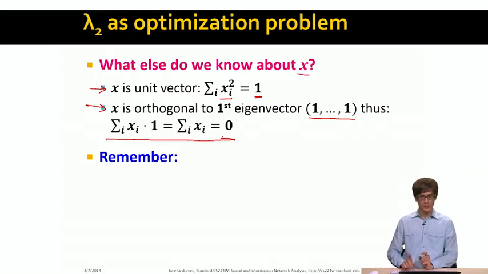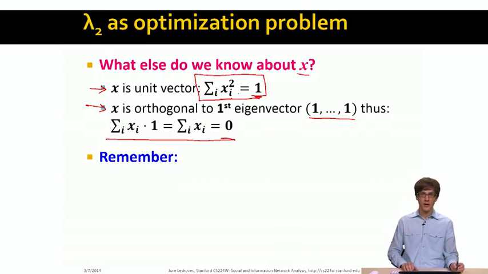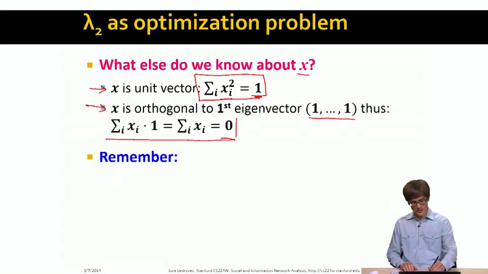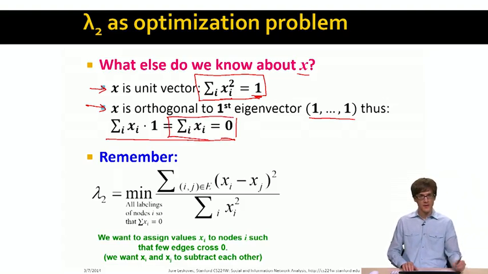So now we have two things. First, the sum of the squares of the entries of our vector x should equal 1, and the sum of the entries of x should equal 0. Okay? So now let's go back to our original problem of what is the value of lambda 2 and what is the corresponding eigenvector x.